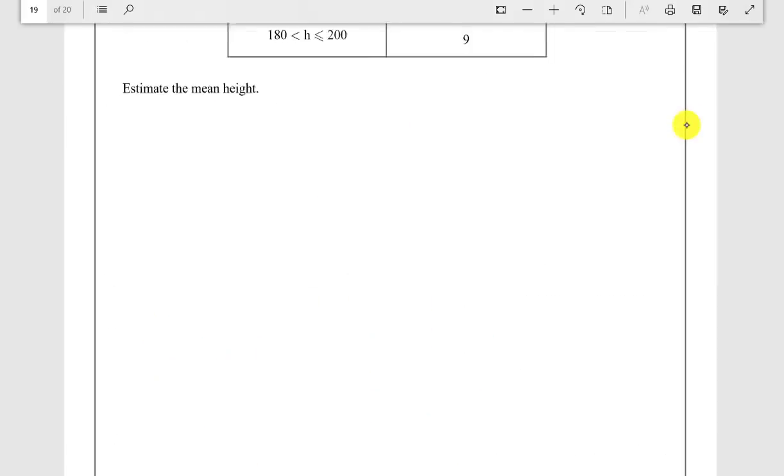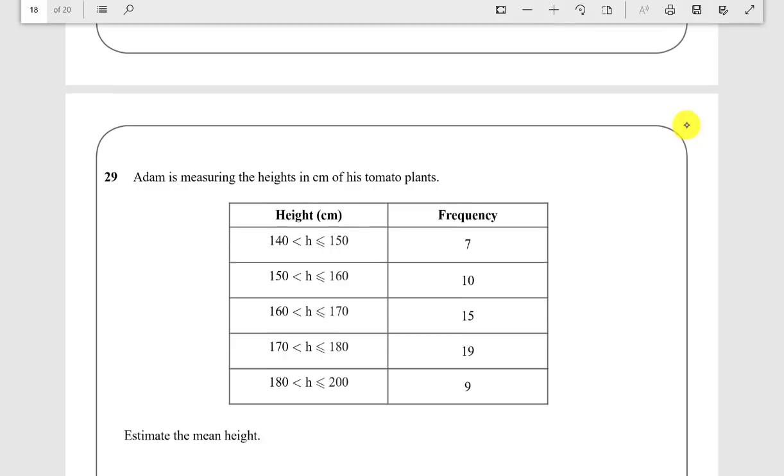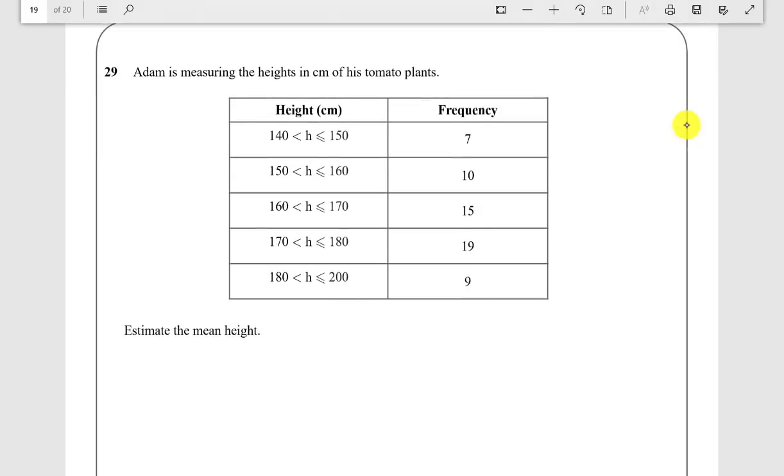Question 29. Adam is measuring the heights in centimetres of his tomato plants, and we've got the heights, the class intervals given, and the frequency, and we need to estimate the mean height.